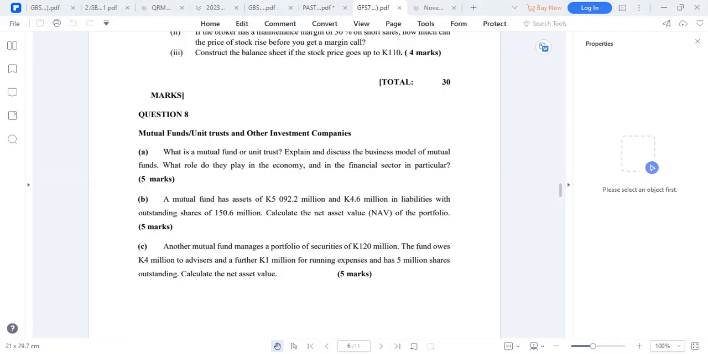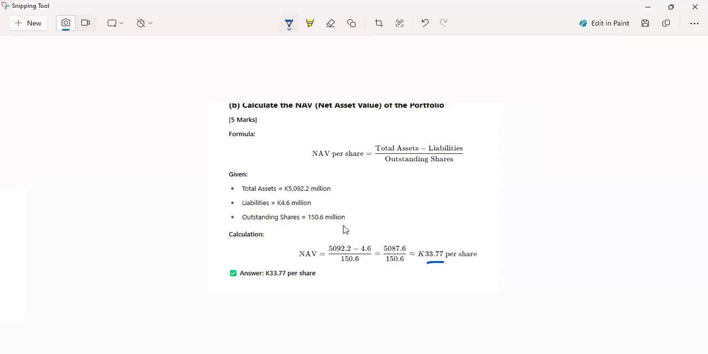And calculating the NAV, the key thing was in identifying the total number of liabilities. So our liabilities would be the 4 plus the additional 1 million.